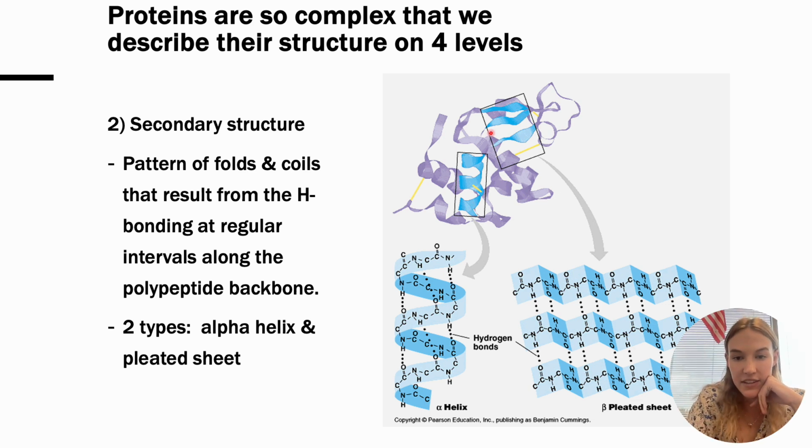So the alpha helix is the one here. It looks like a helix, so it's named very well. And then the beta pleated sheets are right here. They also kind of look like sheets. They kind of look like if you do an accordion of your paper, then you have a beta pleated sheet.